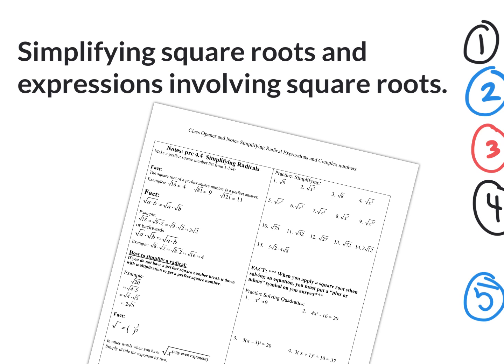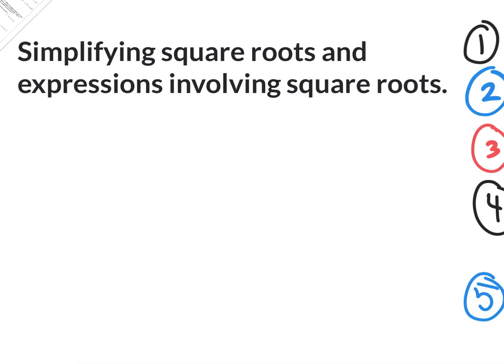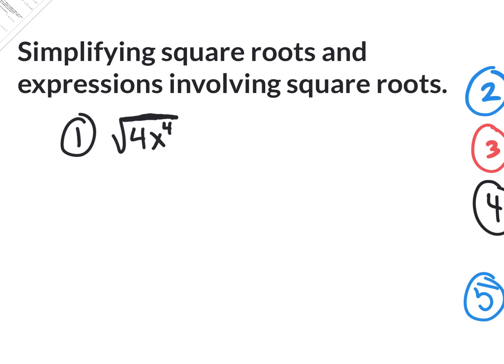So yesterday we started simplifying square roots, okay? We went through this whole page right here, but let's continue working with simplifying square roots. So in your notebooks, I would copy down this square root of 4x to the fourth. And yesterday in our notes, we learned that when you're multiplying inside a square root, you could actually split the square root to each of the terms.